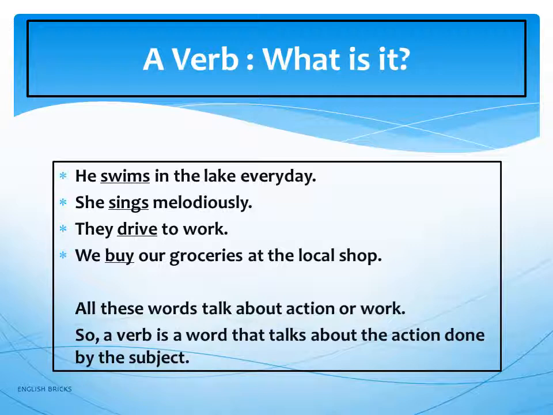Yes, they tell you what he, she, they, and we do. All these words talk about action or work. So, a verb is a word that talks about action done by the subject. Which is the subject here? Do you recollect that lesson on subject and predicate? Yes, you're right. He, she, they, we, all these are subjects, and a subject is either a noun or a pronoun. So, a verb, is it clear? A verb is an action word. It talks about the action done by the subject.